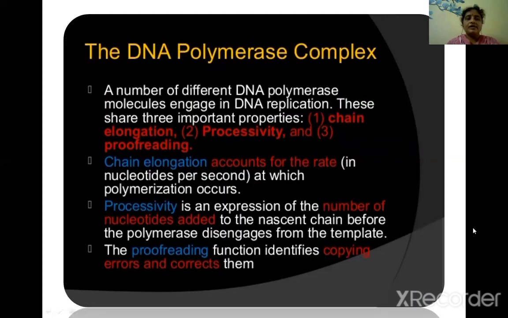The DNA polymerase complex. A number of different DNA polymerase molecules engage in DNA replication. These share three important properties: chain elongation, processivity, and proofreading. Chain elongation accounts for the rate, in nucleotides per second, at which polymerization occurs. The rate of elongation by DNA polymerase 3 is 800 to 1000 nucleotides incorporated per second.